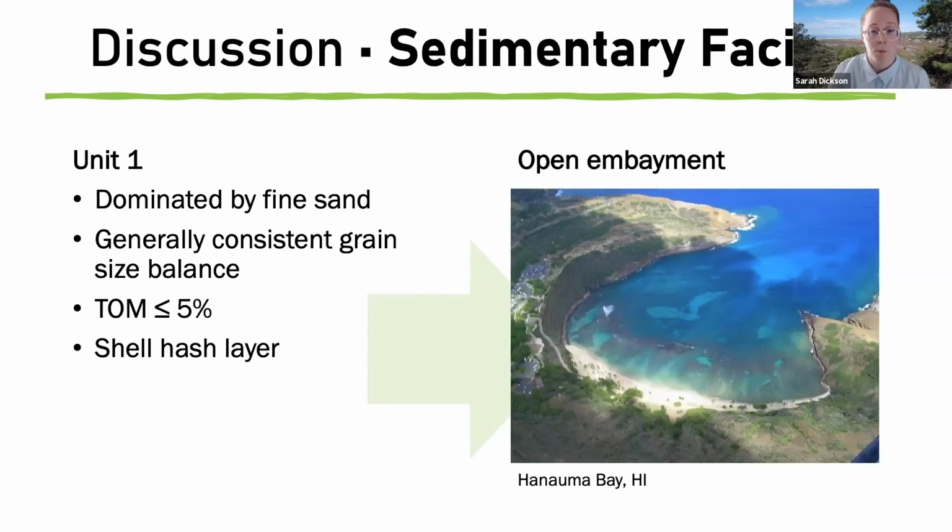Here we see an example from Hawaii, as there really aren't any comparable analogs along the California coast. You'll notice that this embayment is prominently open to wave and tidal energy, which allows for unrestricted tidal exchange and limited sheltering from the full force of ocean waves. So these waves can propagate into the embayment, which is why we see sandy deposits.